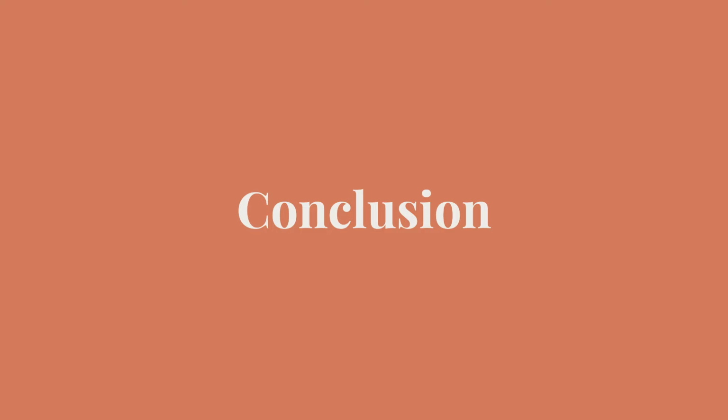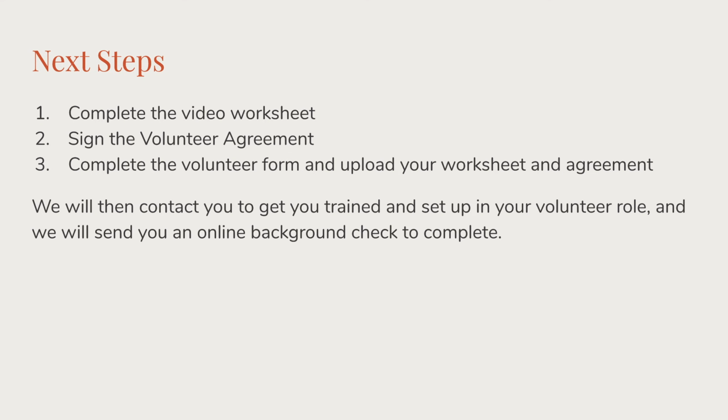So this completes our introductory volunteer video. So just to recap your next steps, first you'll complete the worksheet that goes with this video, then you'll sign the volunteer agreement. Both of those will get uploaded to your volunteer form, and you'll submit that. Once we receive that, we'll contact you to set you up in the volunteer role with your specific training, and then we'll also send you an online background check to complete.